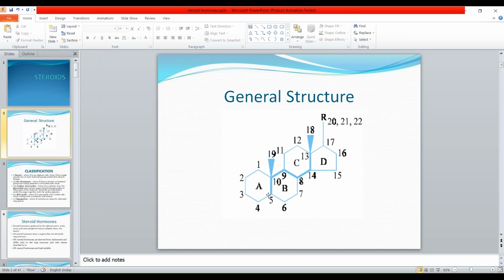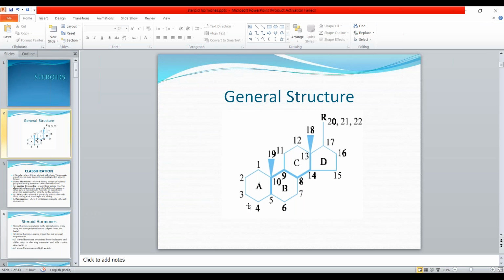Now, for example, you have a substitution at this 5th position. I'm pointing the cursor to the 5th position. When you have a substitution at this 5th position, you can have it either on the dotted line or on the wedge, so either above the plane or below the plane. Usually you will see that the substitution at this 5th position will be below the plane.